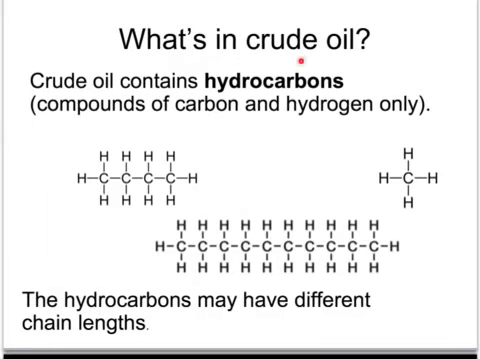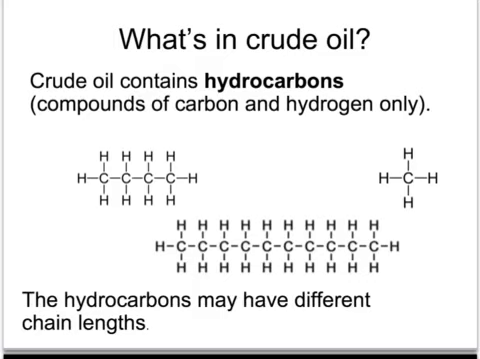Crude oil contains substances which are called hydrocarbons. This means that they're compounds of carbon and hydrogen only. And these structures here all represent different hydrocarbons. They all contain atoms of carbon which are joined together in chains and also have hydrogens.